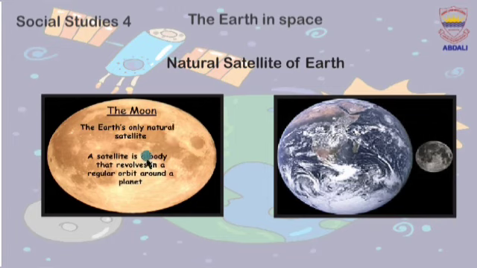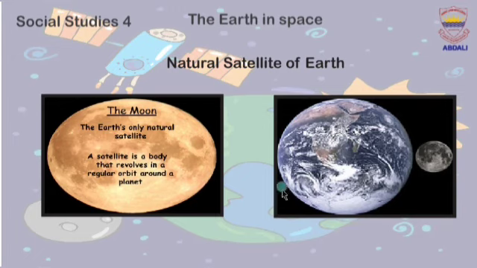My dear students, now can you understand what is a satellite? A satellite is a body that revolves in a regular orbit around the planet. Our Earth is a planet and the moon revolves around the earth. That's why the moon is called a natural satellite of the earth.